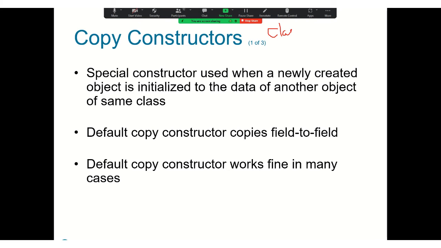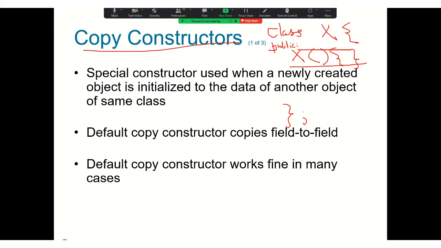You have a class, X is a class, and then you have something like X, and this is your constructor, right? The constructor should be public. There can be private constructors as well, but we are not going into that much sophistication as of yet. Now, copy constructors are a little different. They are special constructors that are used when a newly created object is initialized to the data of another object of the same class. That's very important.